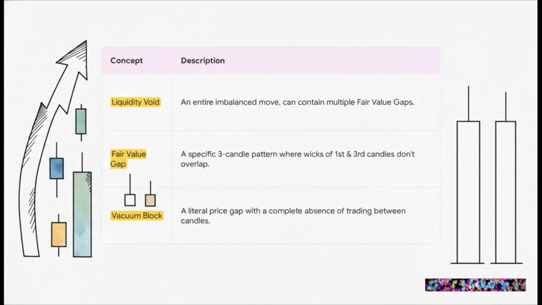Now, this is a super important point because a lot of people get these terms mixed up. A liquidity void is the big picture. It's that whole aggressive move. Now, inside that void, you might find a few fair value gaps, which are a very specific 3-candle pattern. And a vacuum block, that's totally different. That's a literal gap where no trading happened at all, like you see at market open sometimes. So just remember, the liquidity void is the whole zone of imbalance.